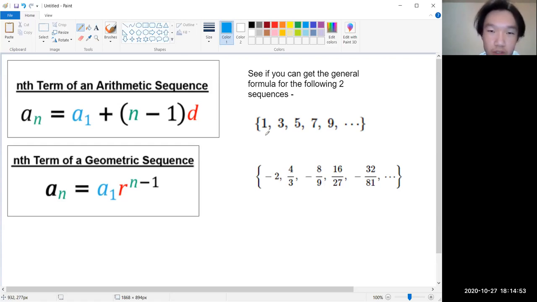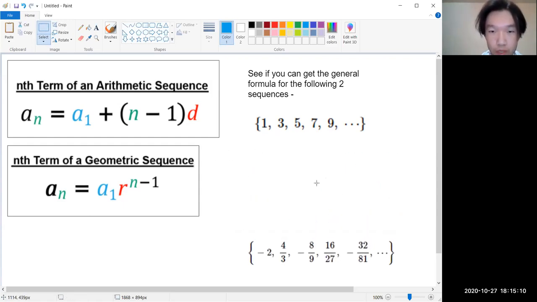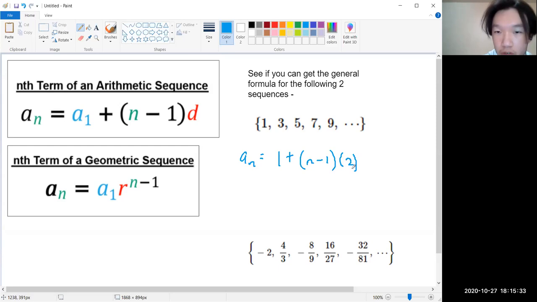So if you look to the right here, we have the sequence 1, 3, 5, 7, 9. What would be the common difference here? 2. Yeah. So to get the common difference, you just have to take one term and subtract the previous term, which gives you 2. So here we know that A of n is equal to the first term, which in our case is 1, plus n minus 1 times our common difference of 2.